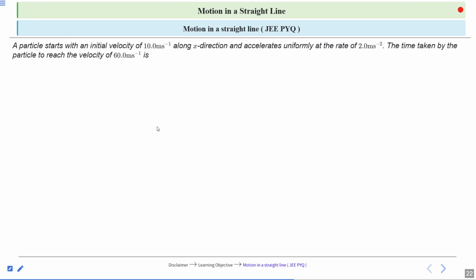So correct option is A, 25 seconds. Solution using concept 2.1 to 2.1.